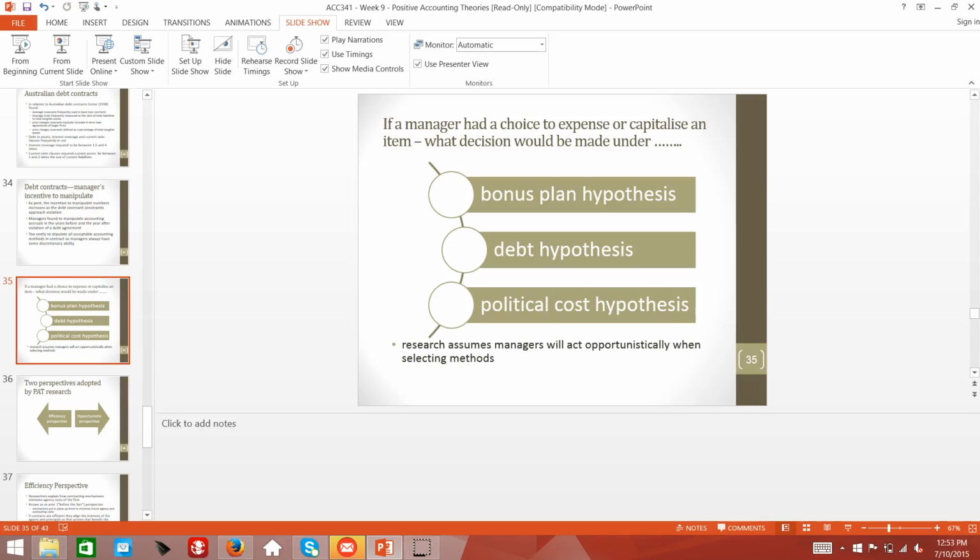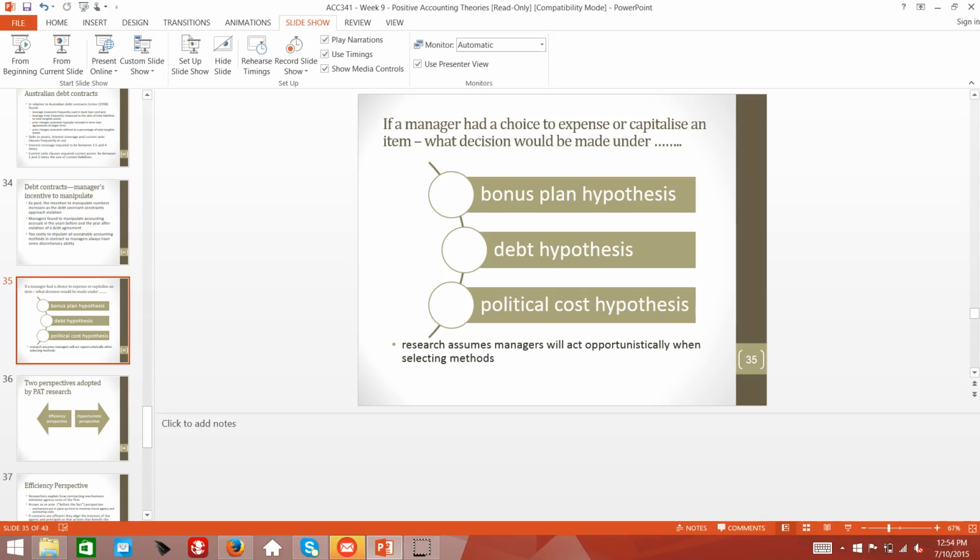So what were the three hypotheses again? The bonus plan hypothesis, the debt hypothesis, and the political cost hypothesis. So as an example, if a manager had a choice to expense or capitalise an item, what decision would be made under each hypothesis? This is a question just for yourself to have a think about. If you had a choice to expense or capitalise an item, so you were potentially looking at purchasing a piece of machinery, you could rent it, potentially at a higher cost, or you could capitalise it, so you could purchase it potentially outright. What decision would you make if your firm was enormous and you were subject to some political scrutiny? What would have the biggest impact on your profit?